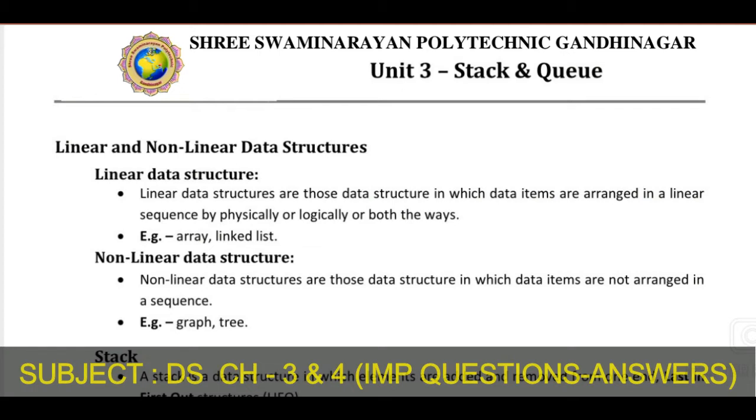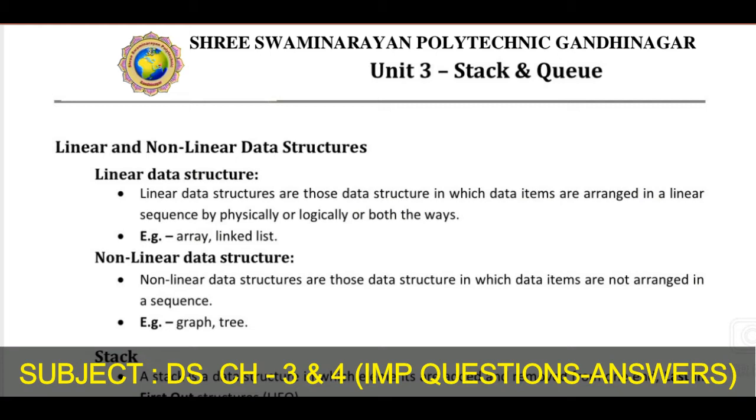So here the linear data structures are those data structures in which data items are arranged in a linear sequence, physically or logically, or both ways. For example, linear data structures are array and linked list. So linear data structure means what? It is nothing but storing the data step by step. It means we can also say sequentially storing the data. So examples of linear data structure are array and linked list.